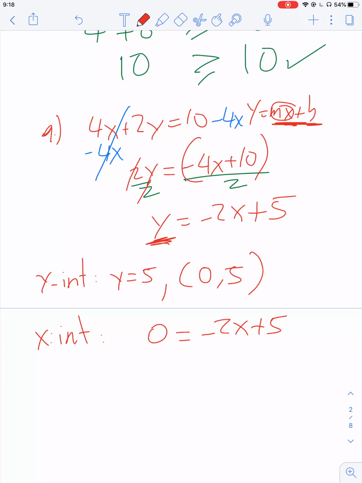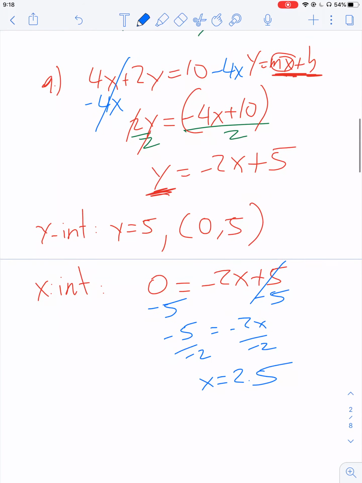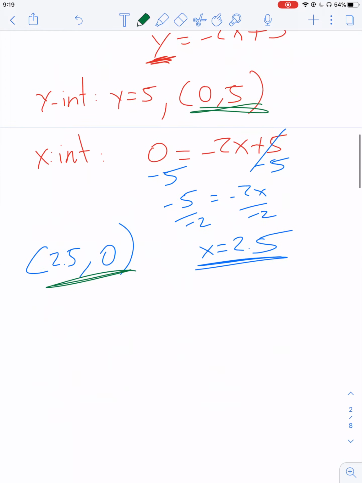When you do the algebra, I'm going to do this very quickly. Minus 5, this disappears, so minus 5 equals minus 2x. Then you can just divide by minus 2, divide by minus 2. x will be 2.5. So this is your x-intercept, the coordinate is at 2.5, where the function value will be 0. So why don't we use these 2 points to quickly sketch the function?